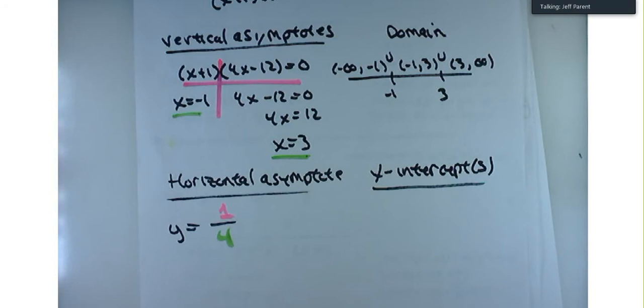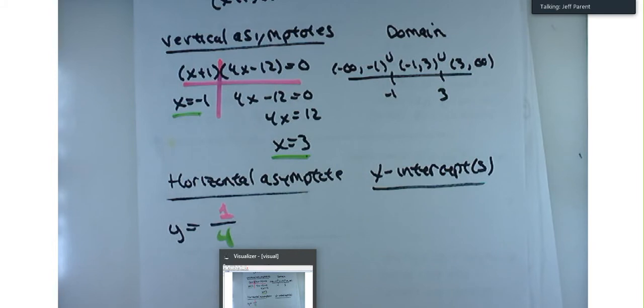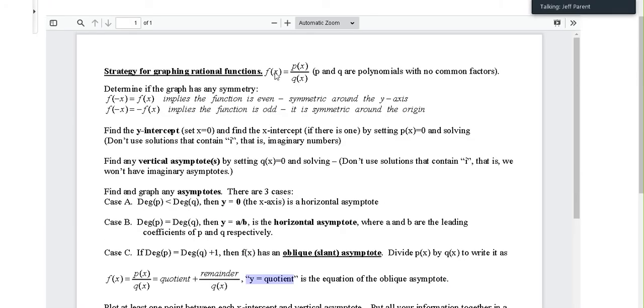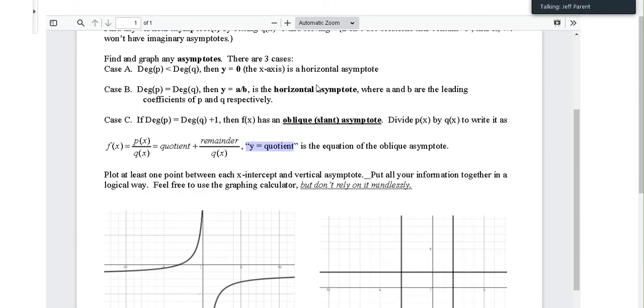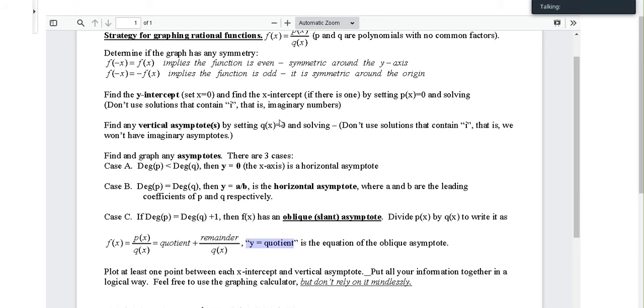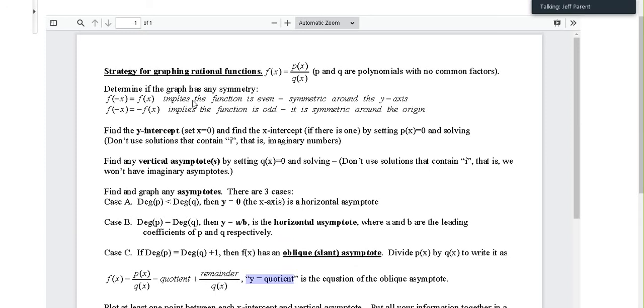Now, how are you going to find the x-intercepts? Well, you find the x-intercepts when you set y equal to 0. So that means you'd have 0 equals p of x over q of x. But there's kind of a shortcut. If you're trying to find the x-intercepts, then it really just amounts to finding where the numerator is equal to 0. You don't have to worry about the denominator being 0. You have to worry about where the numerator is 0. So let's do that.